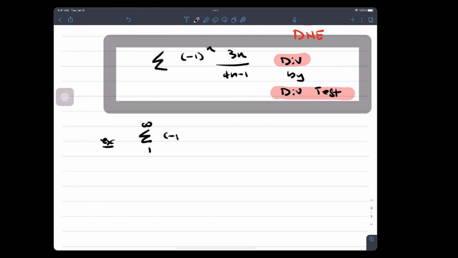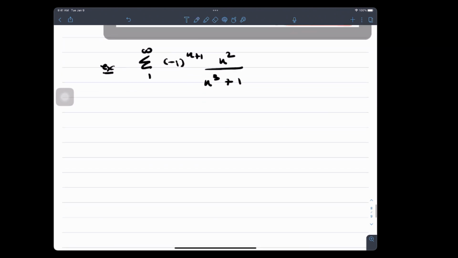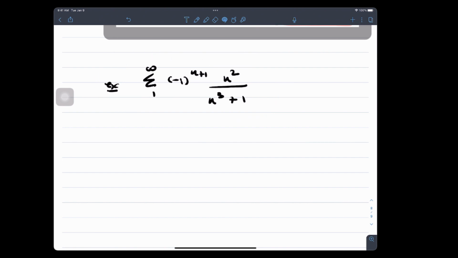To say if you had -1 to the n plus 1 times n squared over n cubed plus 1. Okay. Here's your alternating mechanism.